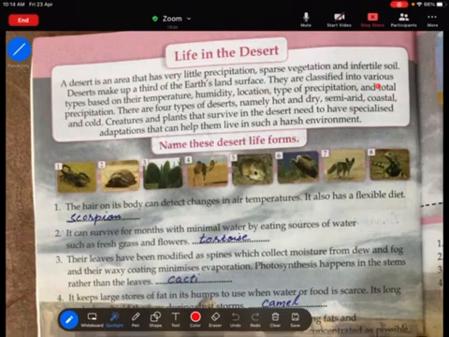They are classified into various types based on their temperature, humidity, location, type of precipitation, and total precipitation. There are four types of deserts, namely hot and dry, semi arid, coastal, and cold. Creatures and plants that survive in the desert need to have specialized adaptations that can help them live in such a harsh environment. This is cactus. It has adaptations that can help it live in such a harsh environment. Now, name these desert life forms.